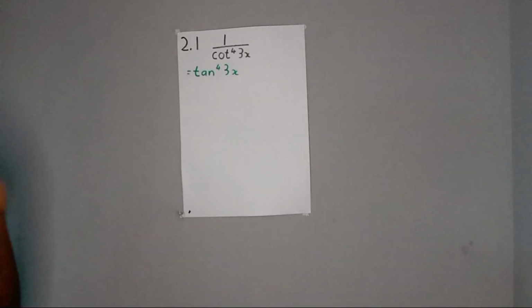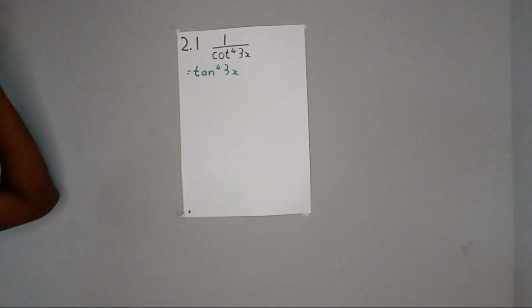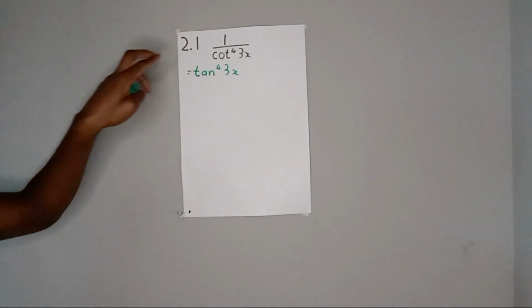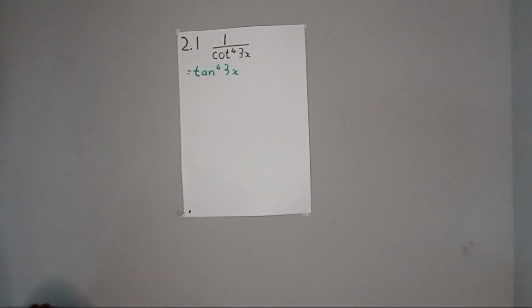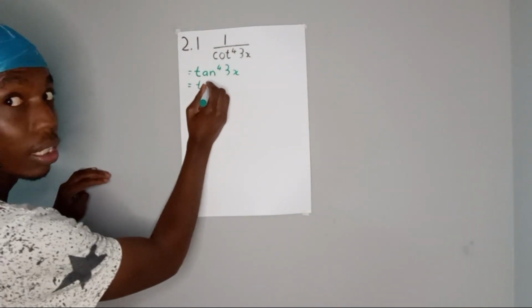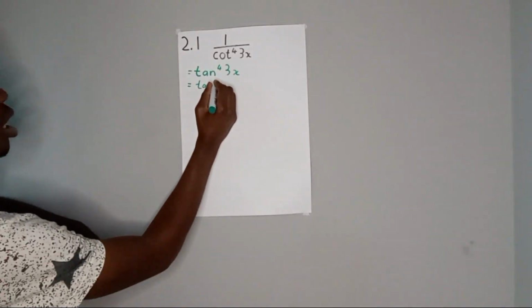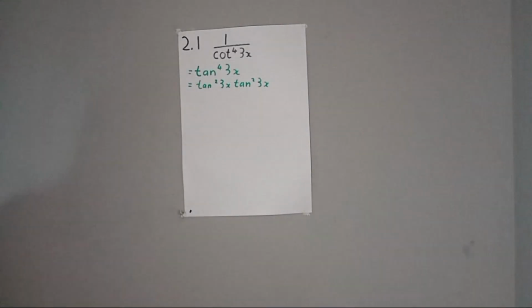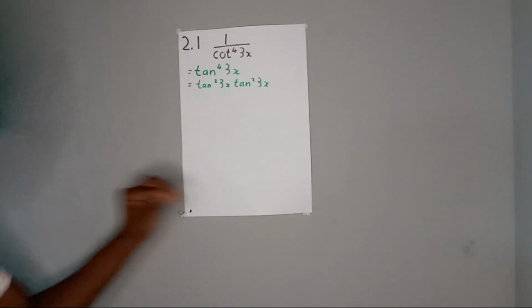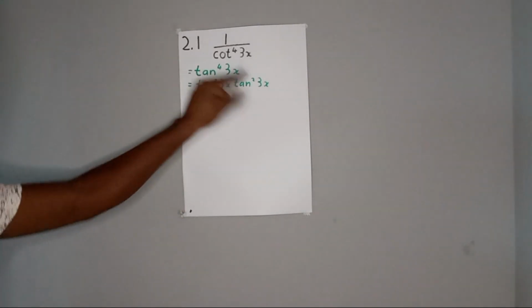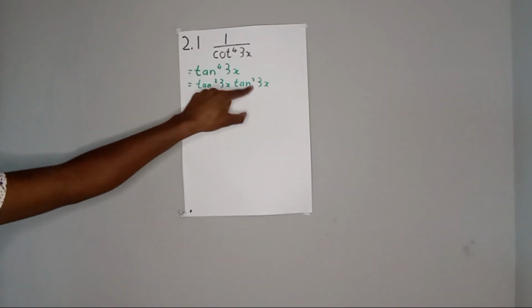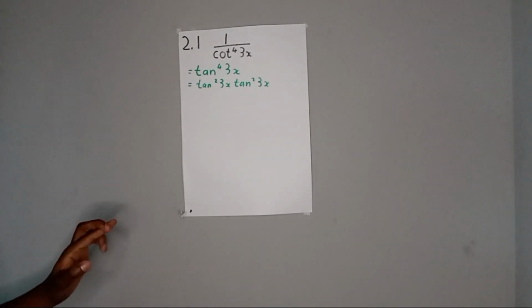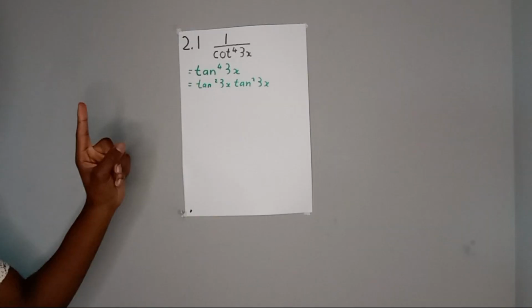Next step. Now what we need to do is split this and make it tan squared and tan squared. Let's do that. Tan squared 3x and tan squared 3x. And now, the next step is to use the identity for one of the tan squared to get further.